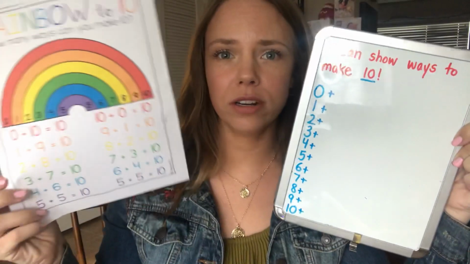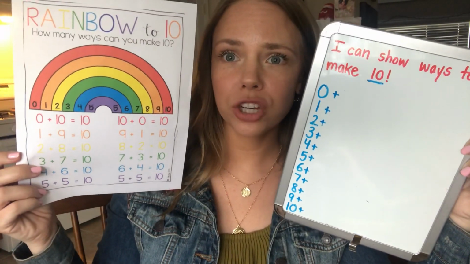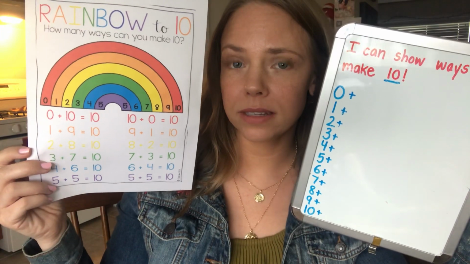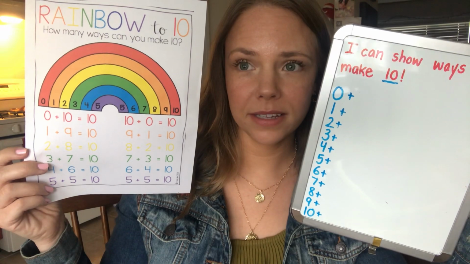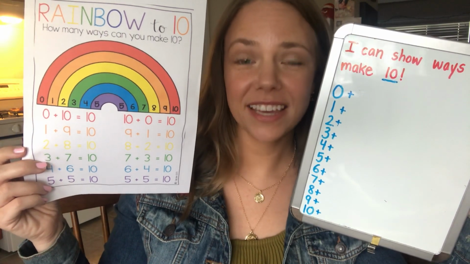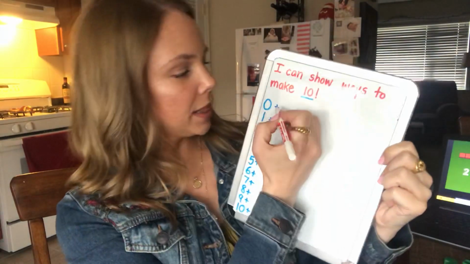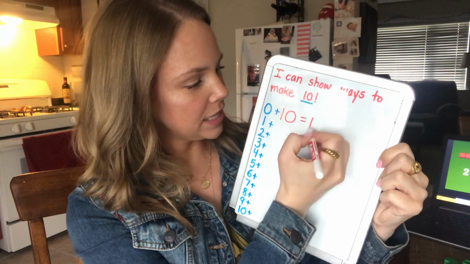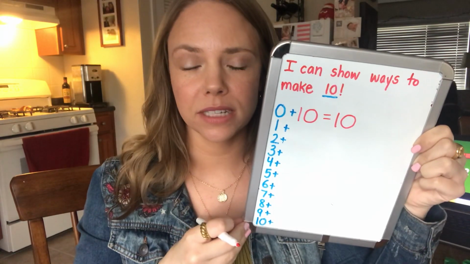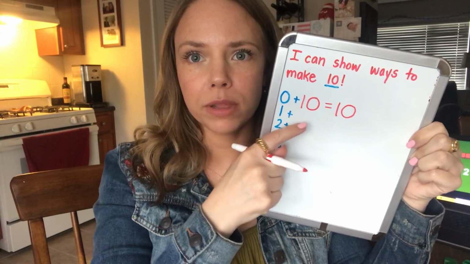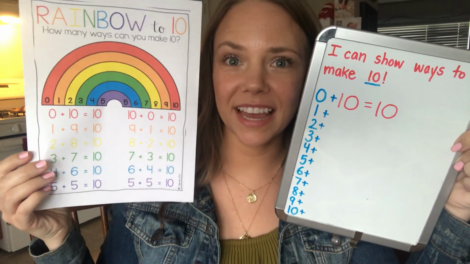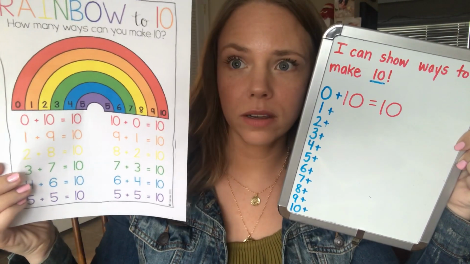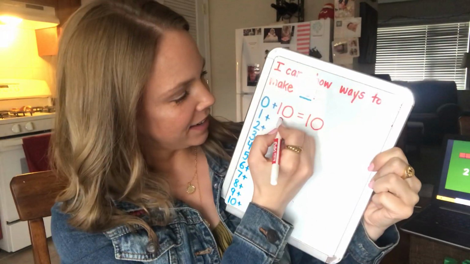So using this chart to kind of help us, what should we write next to that 0 to make 10? Give you some think time. That's right. We should write 0 plus 10 equals 10. That is one way to make the number 10. Okay, let's move on. 1 plus blank equals 10. Okay, well, let's think about it. If 0 plus 10 equals 10, then 1 plus 9 equals 10. That's right.